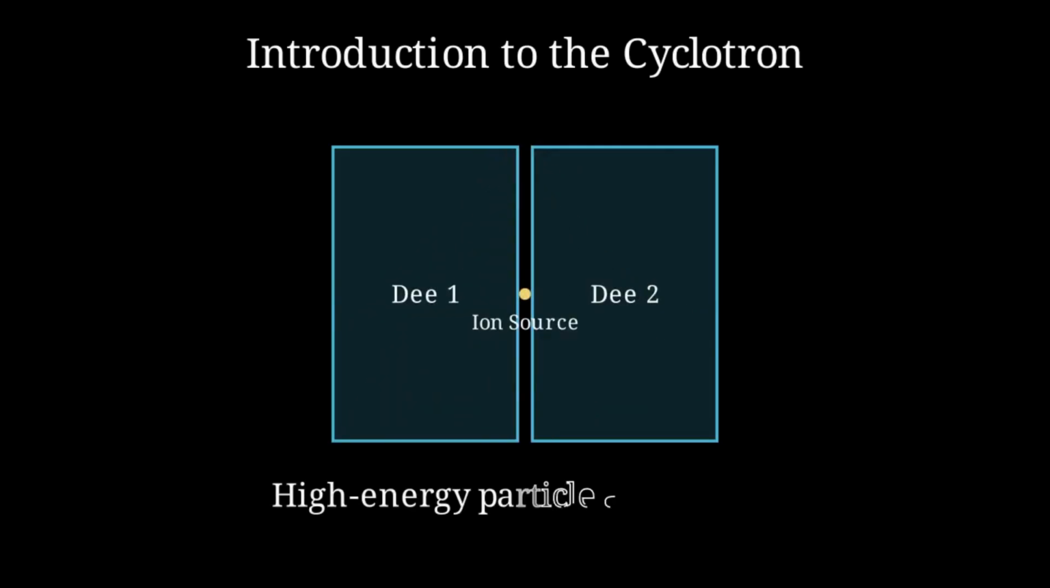Welcome to the world of particle physics. Today, we explore the cyclotron, a compact yet powerful device used to accelerate charged particles to immense speeds. By combining magnetic and electric fields, it allows us to probe the fundamental building blocks of matter.